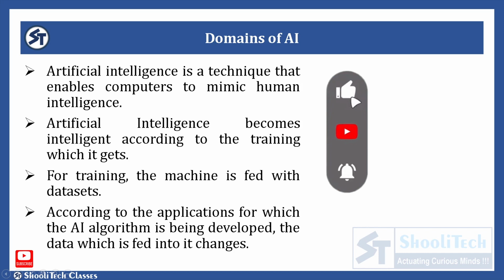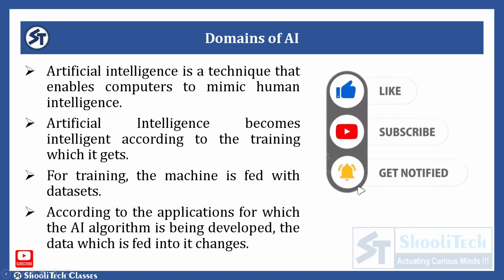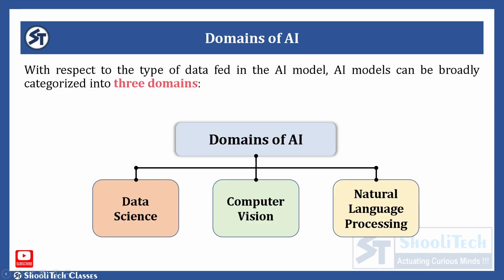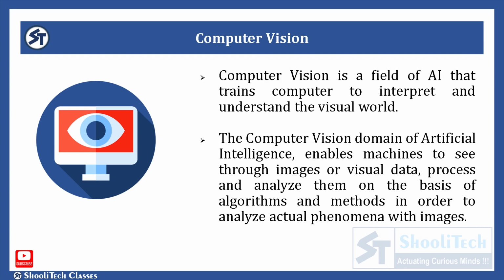By now, we know that artificial intelligence is a technique that enables computers to mimic human intelligence. And a machine becomes intelligent when it gets training from data, right? And on the basis of what type of data we are feeding in an AI model, AI models can be broadly categorized into three domains: data science, computer vision, and natural language processing. And today we are going to discuss the CV domain of AI, a field of AI that trains computers to interpret and understand the visual world.